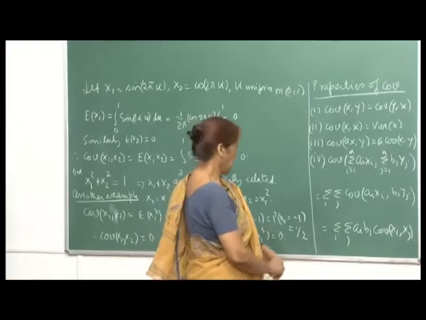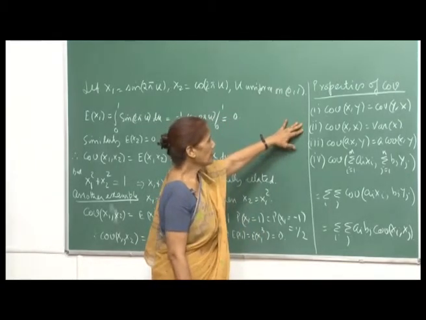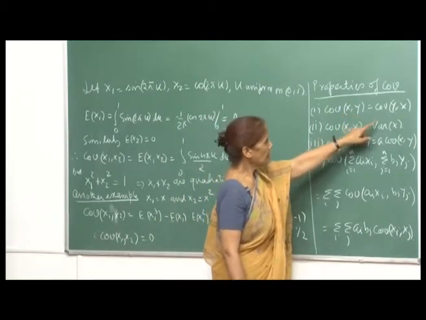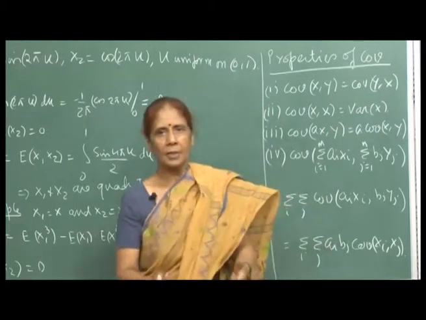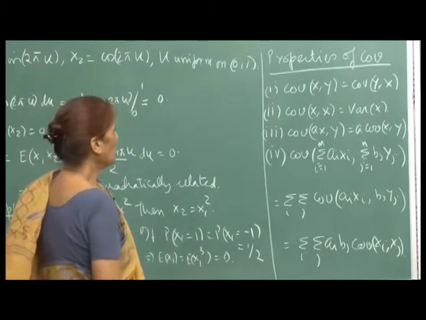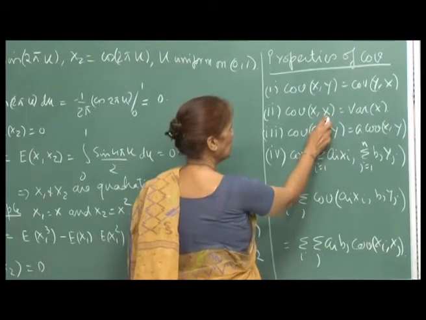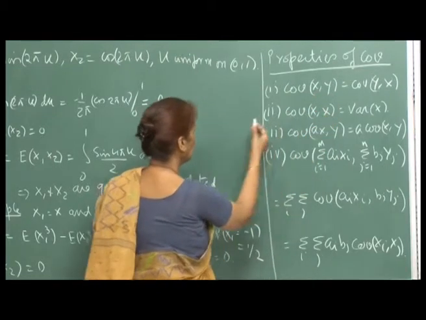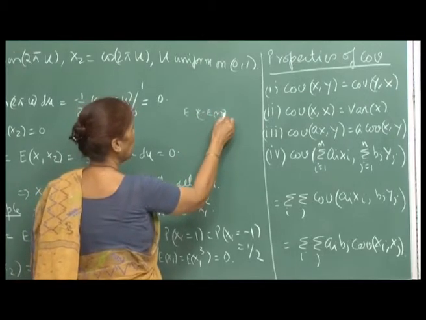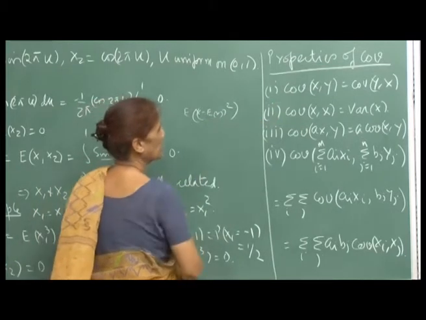Now, some properties of covariance which we can immediately show. First of all, it does not matter what order you write: covariance of x, y is the same as covariance of y, x, because it is the expectation of x minus E x into y minus E y. So, the order is not important. Then when you take both x and y to be the same, covariance of x, x is the expectation of x minus E x whole square. So, this is equal to variance of x.